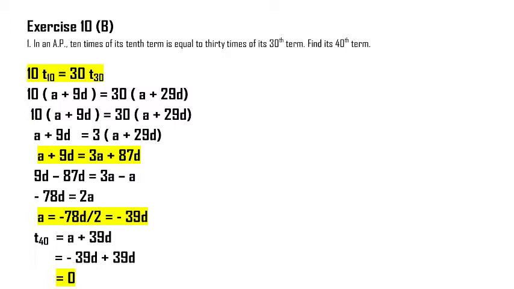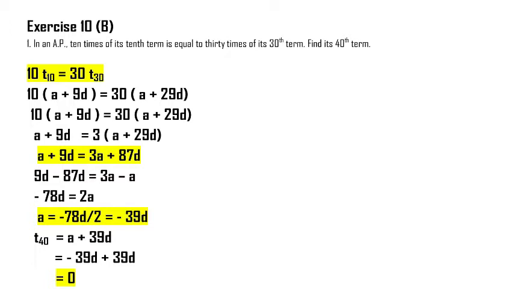So substitute the values of T10 as A plus 9D and T30 as A plus 29D. After doing the simplification, you will get A plus 9D is equal to 3A plus 87D. Try to simplify the equation further. Then the value of A will be equal to minus 39D. Represent A in terms of D. As A and D both are unknown values, either you need to find a solution for A in terms of D or D in terms of A. Here I have taken A in terms of D. I got the value A is equal to minus 39D.